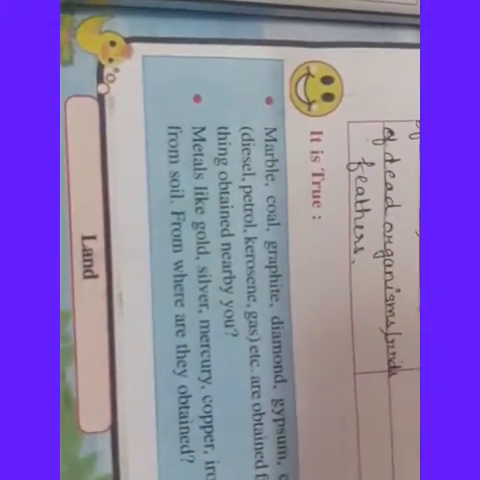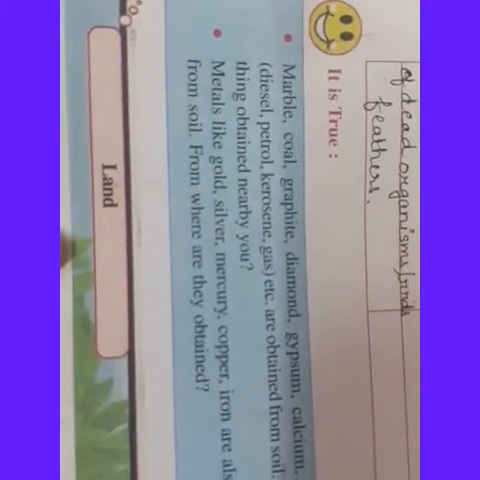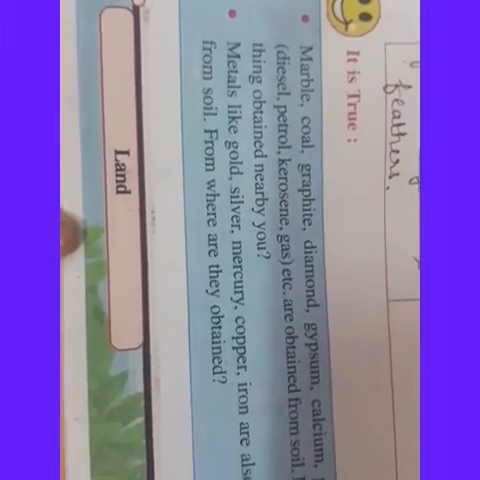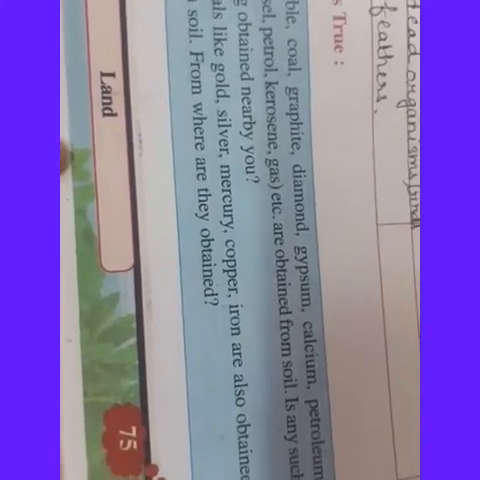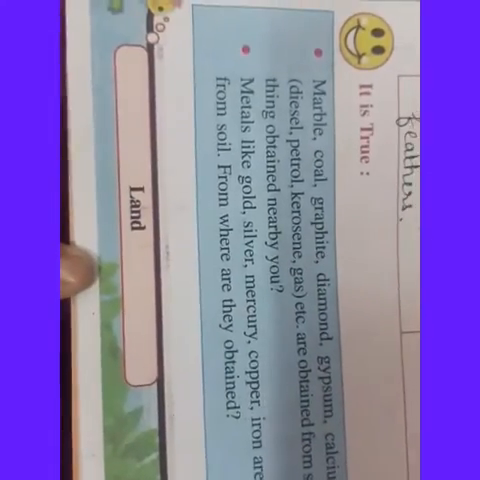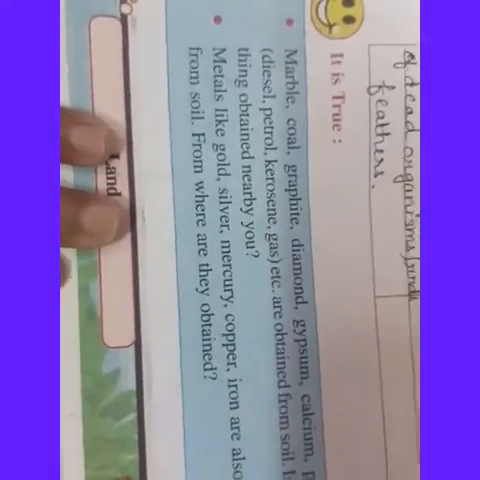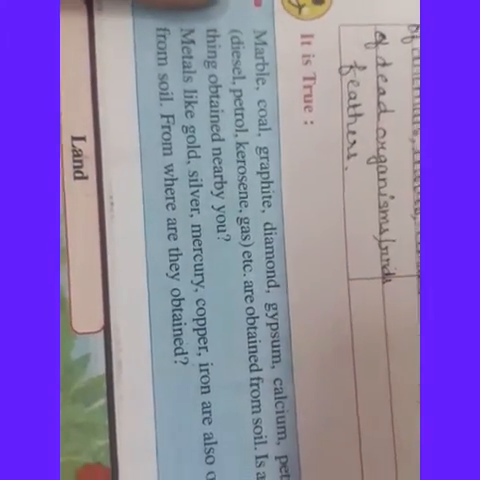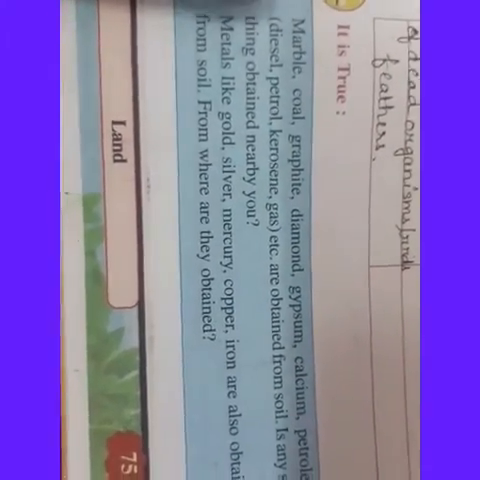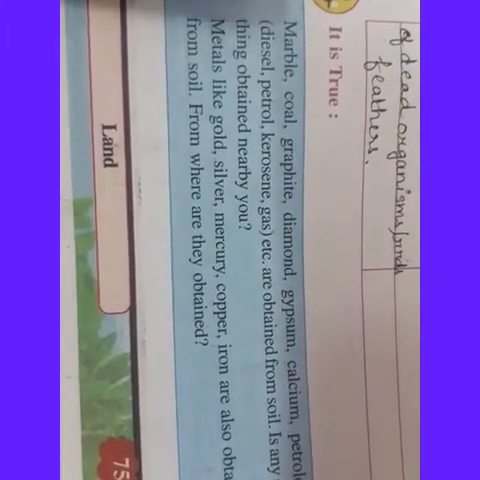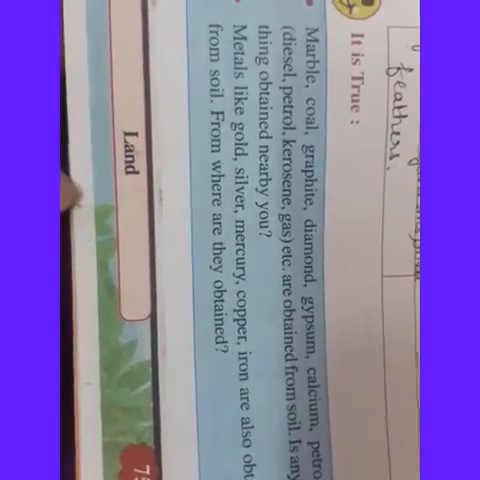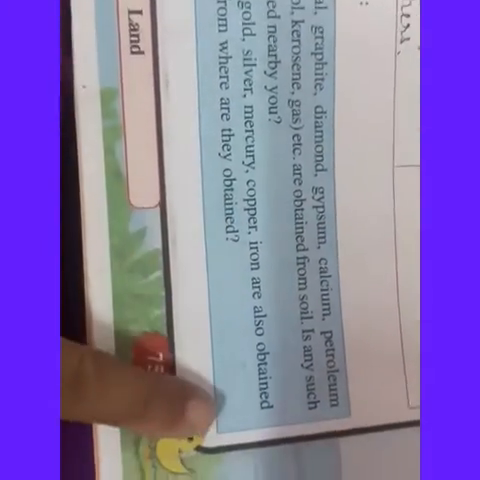Now it's true, marble, coal, graphite, diamond, gypsum, calcium, petroleum, that is diesel, petrol, kerosene, gas, etc. are obtained from the soil. Is any such thing obtained nearby you? हमारे आसपास तो नहीं, लेकिन गुजरात में हाँ बहुत सारी जगह पर पेट्रोलियम मिलता है हमको. बहुत सारी जगह ऐसी है जहाँ पर ऑयल वेल्स है, जहाँ से हमको कच्चा तेल मिलता है, यानी कि जिसमें से हम डीजल या पेट्रोल, केरोसिन और ये सब एक्सट्रैक्ट करते हैं. मेटल्स लाइक गोल्ड, सिल्वर, मर्क्यूरी, कॉपर, आयरन आर ऑल्सो ऑब्टेन्ड फ्रॉम द सॉइल.